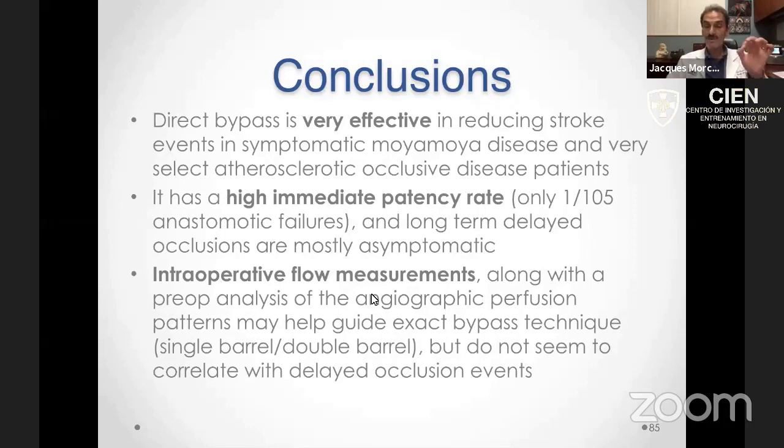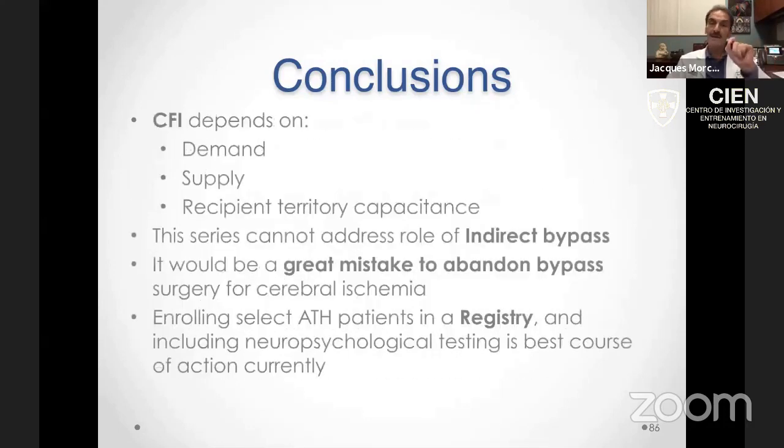Intra-op flow measurements are very important in guiding how you do your bypass, double barrel, single barrel, which artery to use. It's a complicated concept, but it's very useful. I cannot tell you anything about indirect bypasses because I don't use them. I don't think they should be used in adults since we can do direct bypasses in almost everybody.